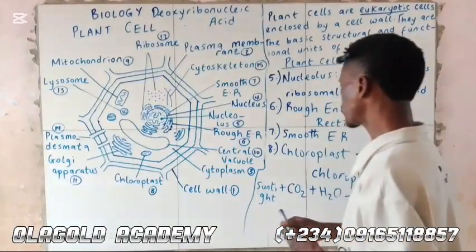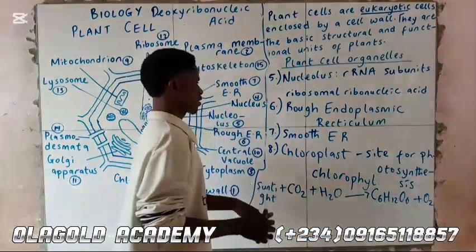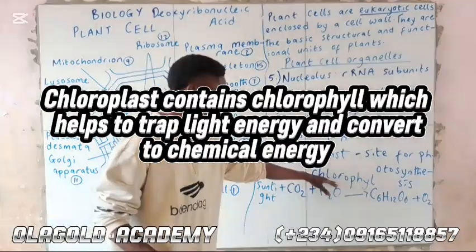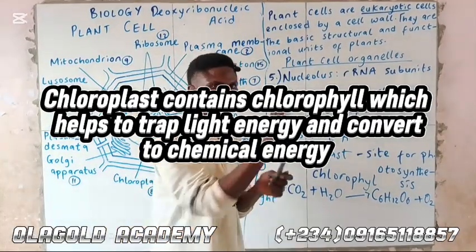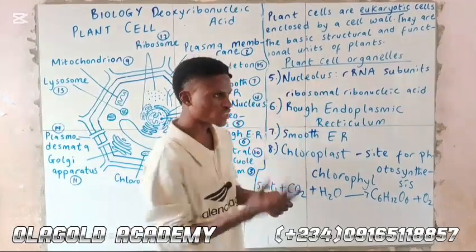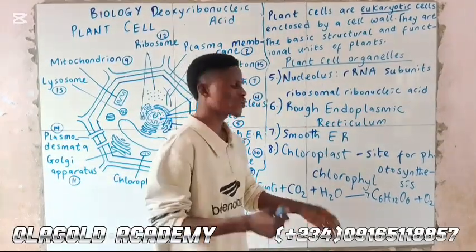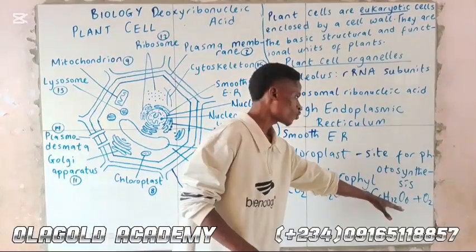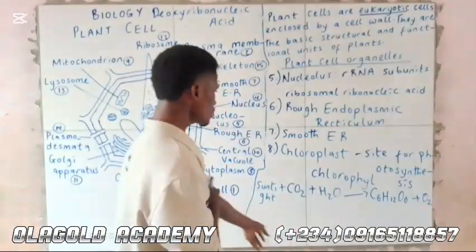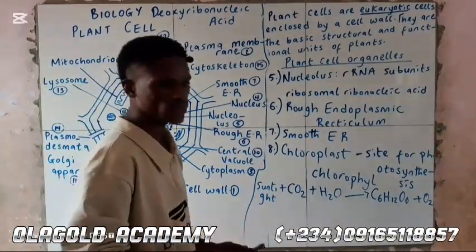Alright, that's for number 8. Chloroplast contains chlorophyll, which helps to trap light and converts that light energy into chemical energy known as the glucose here. All right, that is for number 8.